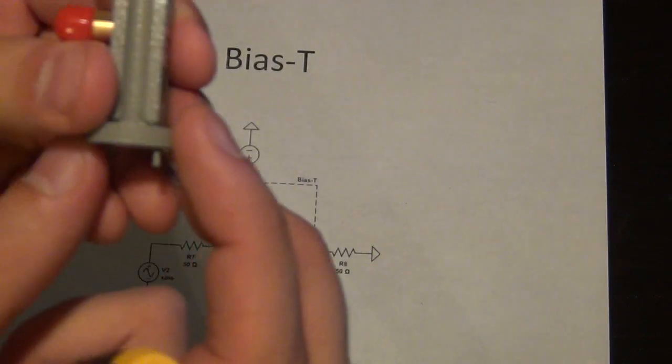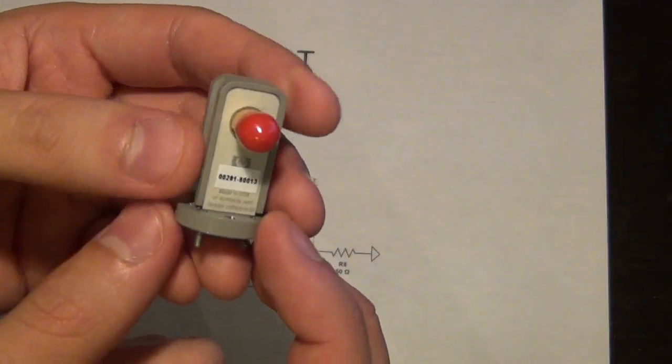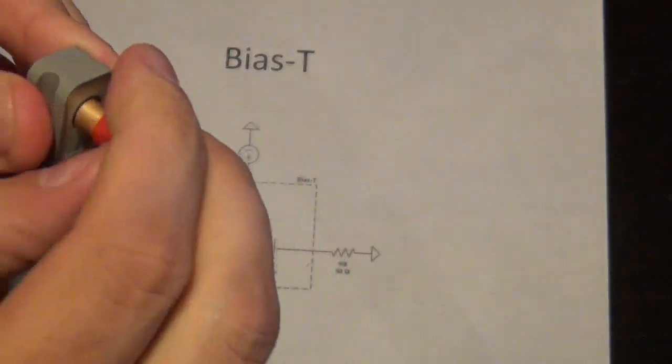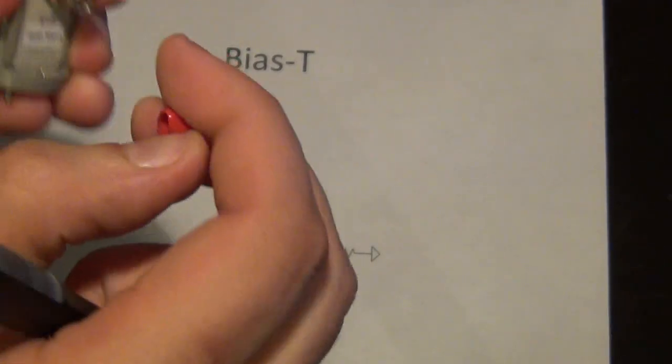You can use a component like this one. This is an Agilent waveguide to coax converter. So let me take this piece off so you can see it.